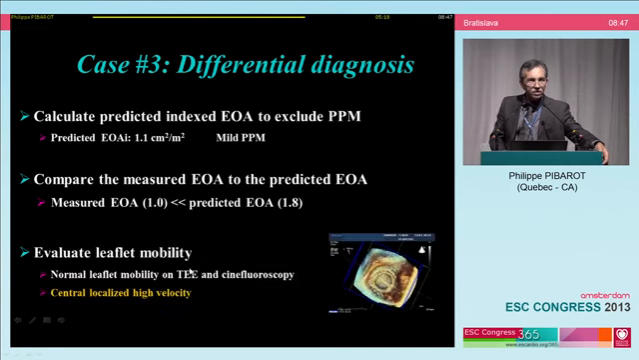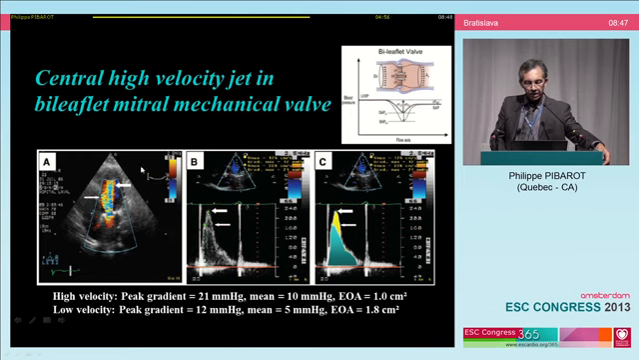And finally, we assess leaflet mobility, here by 3D TEE, which provides a nice en-face view of the valve, showing normal mobility and no evidence of thrombus or pannus. So actually, the diagnosis that we conclude here, and we also did a cine fluoroscopy confirming normal function, is that it's probably a central localized high velocity. And if you look at these images, you see the central and lateral jet.